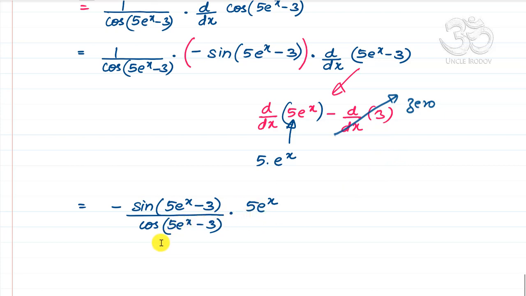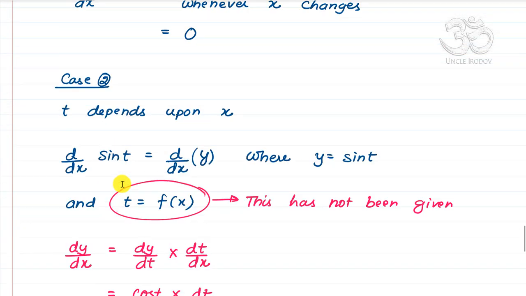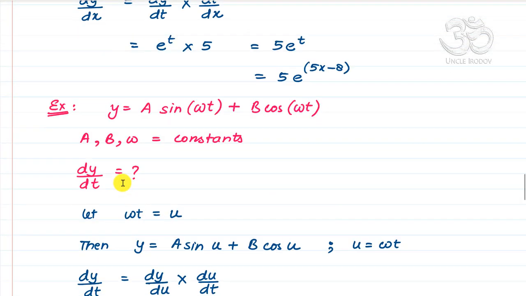Yes. Correct. You can say minus tan. Yes, that's right. So if you want to write it in a very short form, minus 5 e power x tan of 5 e power x minus 3. Done. So this is how the chain rule works. Any issues with the chain rule?